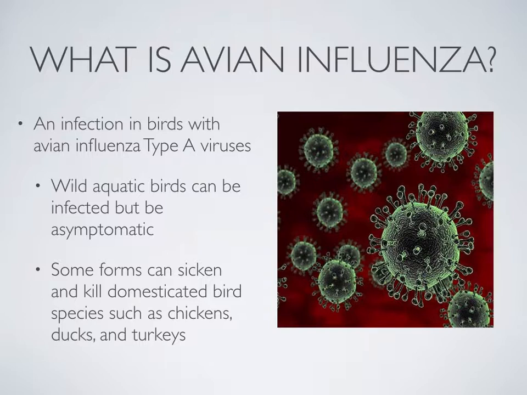Wild aquatic birds can be infected with avian influenza A viruses in their intestines and respiratory tract, but usually do not get sick. However, avian influenza A viruses are very contagious among birds, and some of these viruses can sicken and even kill certain domesticated bird species, including chickens, ducks, and turkeys.